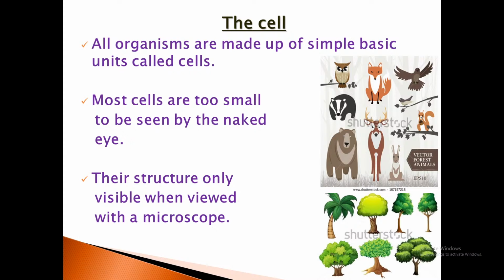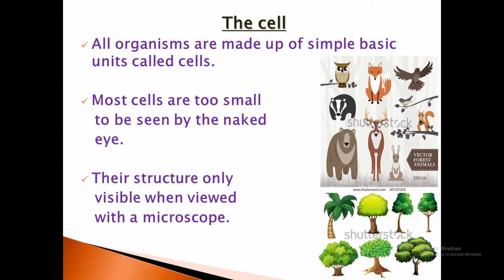So the different body parts are made up of cells. You have different cells inside the body. You have red blood cells, white blood cells, muscle cells, and the list goes on in terms of the different types of cells, which we're going to look at individually.